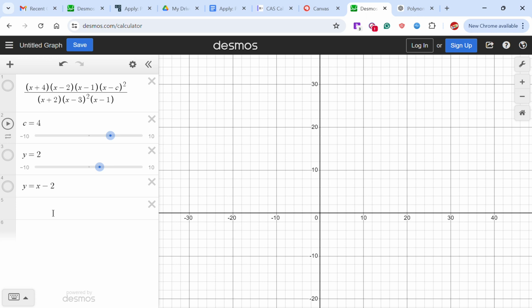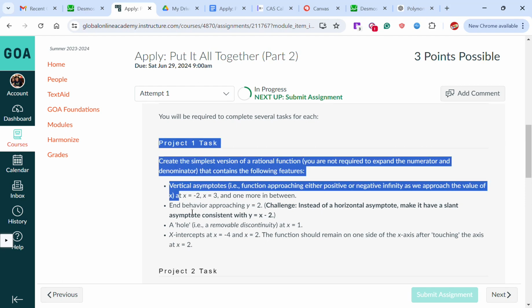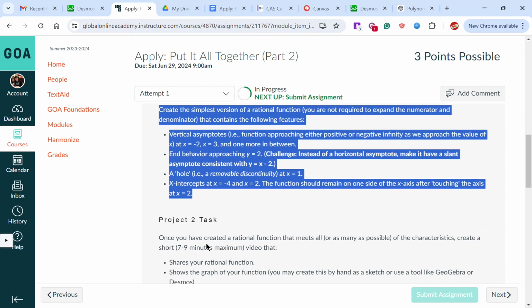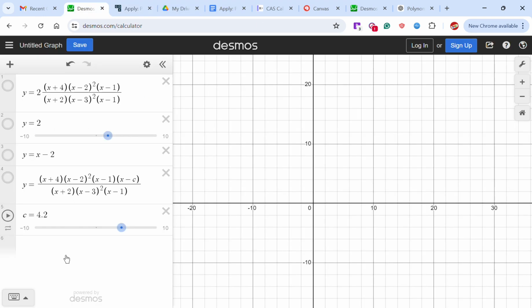Hello, this is Che, and I'll be showing you how to get a graph that meets the following requirements. See these requirements right here? That is what you want to be doing. So we're just gonna start a new one. I've already hidden all these things right here.